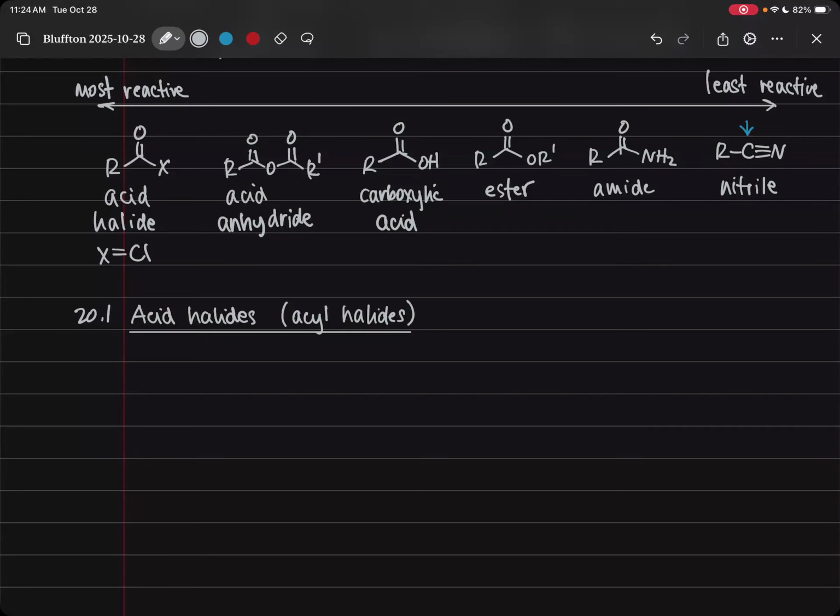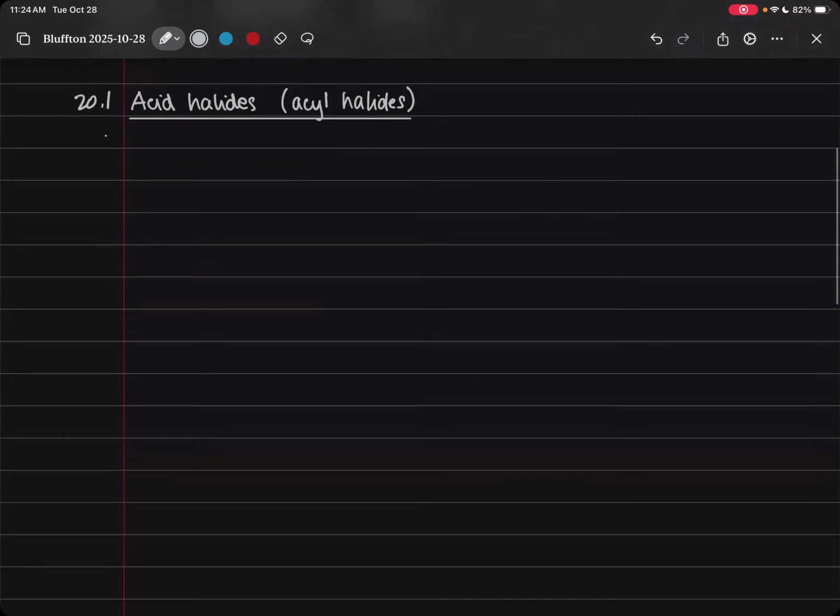Okay, so acid halides are also called acyl halides. Whatever. The way I'm going to organize, we're going to do a little mini section on each of these functional groups. First we're going to talk about the synthesis of this functional group, so how to make this type of compound. And then separately, we'll talk about reactions of each of these functional groups.